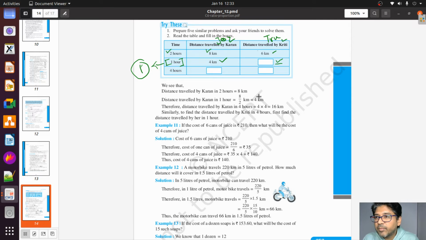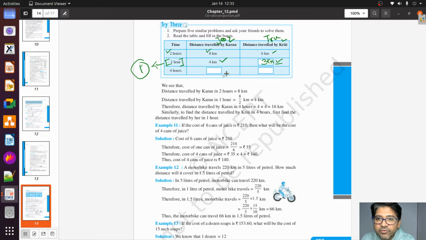Okay, tell me. Tell me. Okay guys, don't shout, go on mute. Okay, no one is going to answer. So 1 hour means 3 kilometers. Yeah, 3 kilometers.